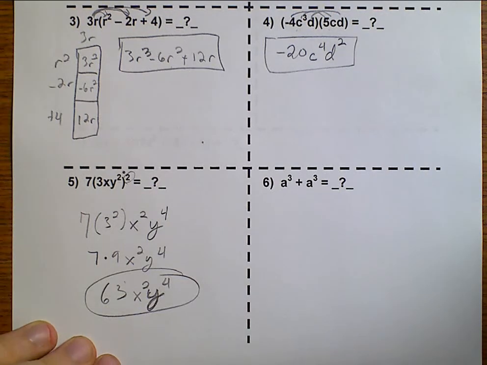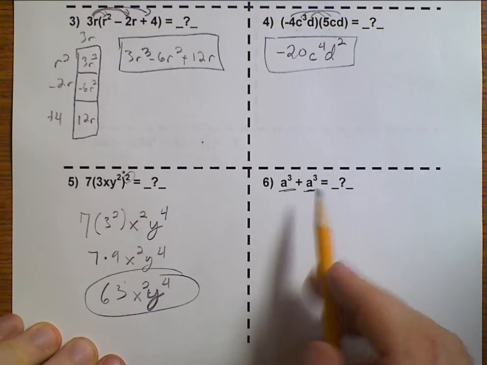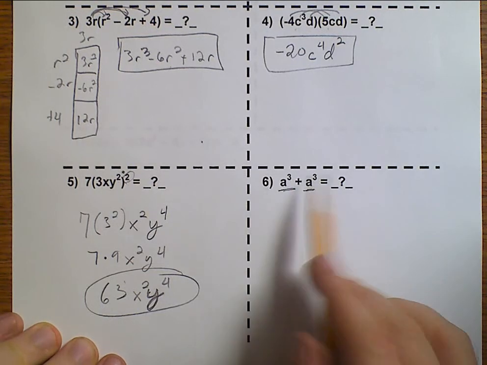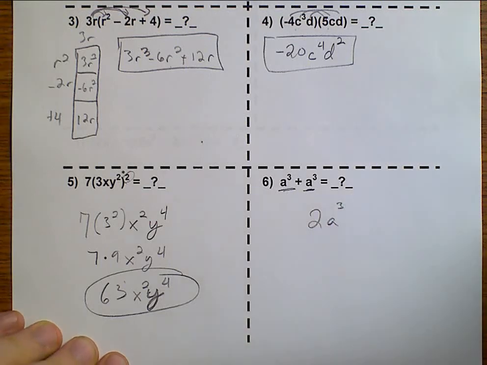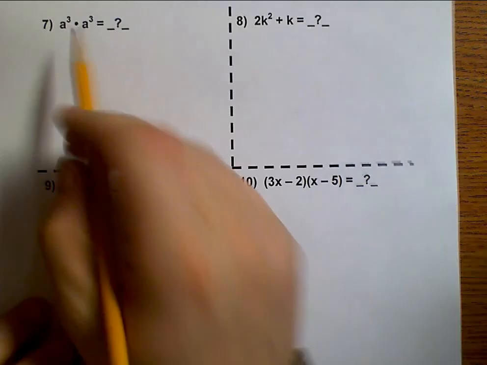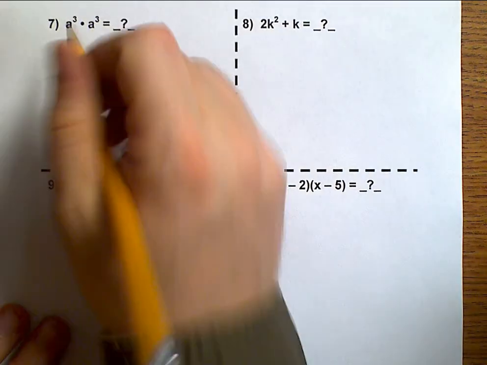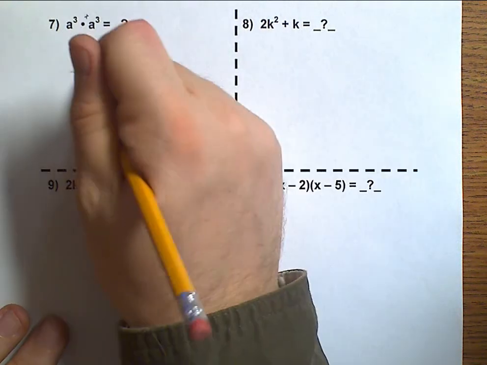Moving on to number 6. Again, this is just a review. A cubed plus a cubed is just like a plus a gives me 2a, and since they're cubed, the cube stays. They're exactly the same, so I am allowed to add them. Moving on to the next page. Here we're multiplying a cubed times a cubed. When you multiply, you add exponents. So that gives us a to the 6th.